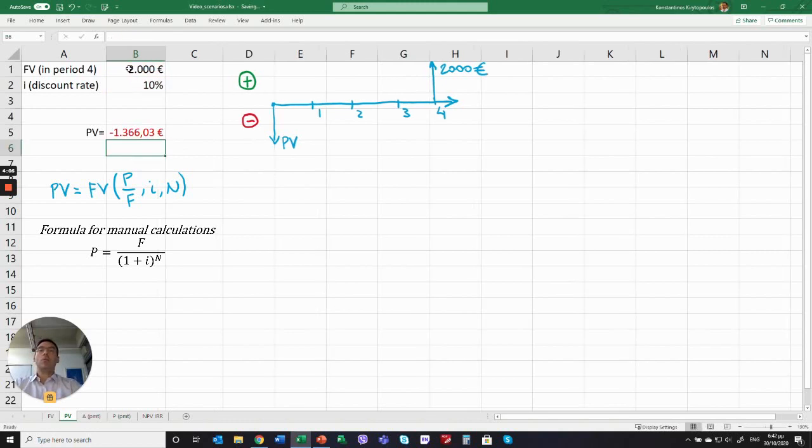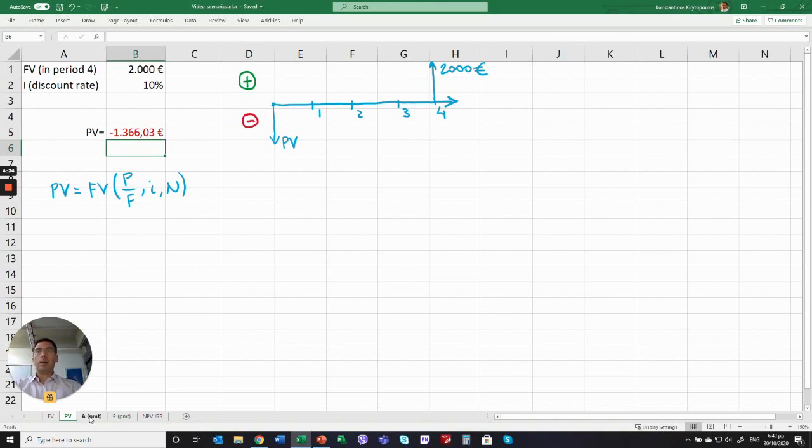That means if I want to receive 2,000 euros in 4 years from now, with a 10% discount rate, if the period is the year, it might be month, it might be whatever you like, then the present value that I will have, the deposit that I need to make today is 1,366.03 euros.